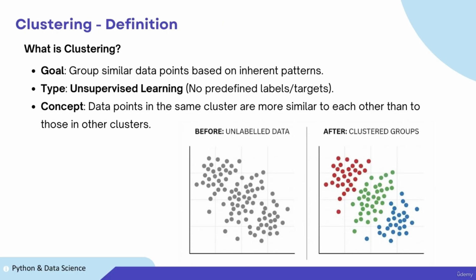Finally, we arrive at clustering. This is unsupervised learning. Look at the image on the left. We have raw data points with no labels. We don't know what they are. We ask the algorithm to find the structure for us. As you see on the right, it groups them based on similarity. It tells us these points belong together, even though we never told it why.